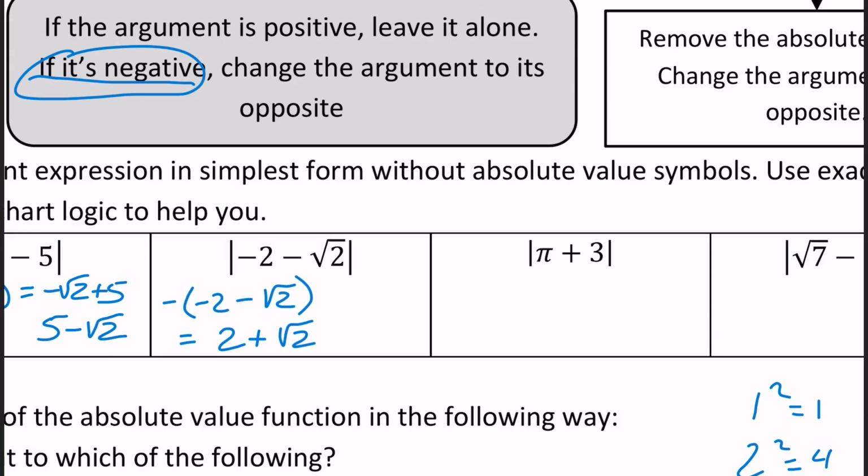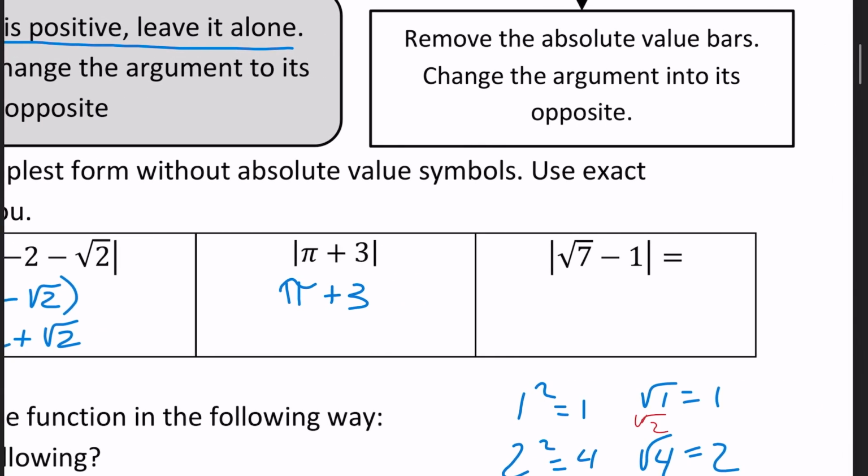This time, though, notice that pi is positive. Pi plus 3 is definitely a positive thing. If the argument is positive, leave it alone. So the answer is simply pi plus 3.